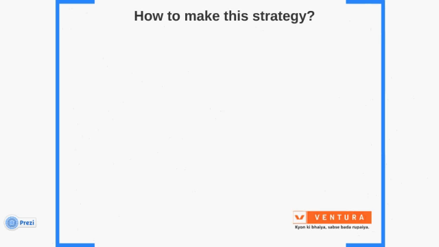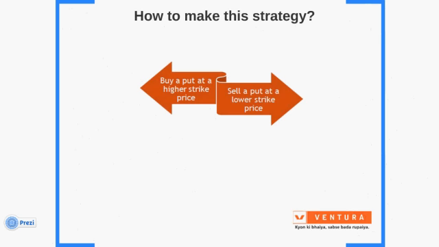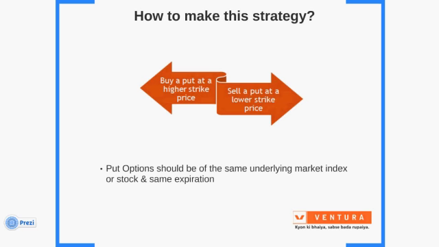Here's what you need to do to make a bear put spread. You purchase a put option on a particular stock at a relatively high strike price, and you simultaneously sell a put option with a lower strike price on the same underlying stock with the same expiration date.